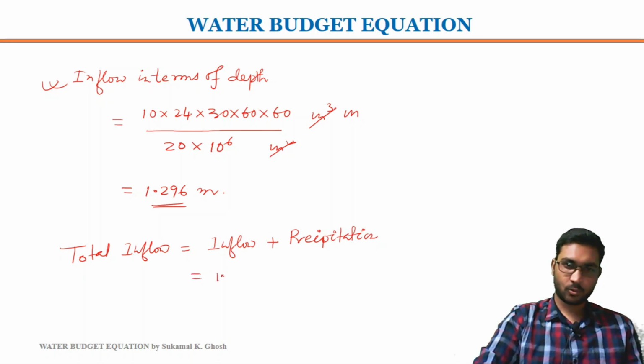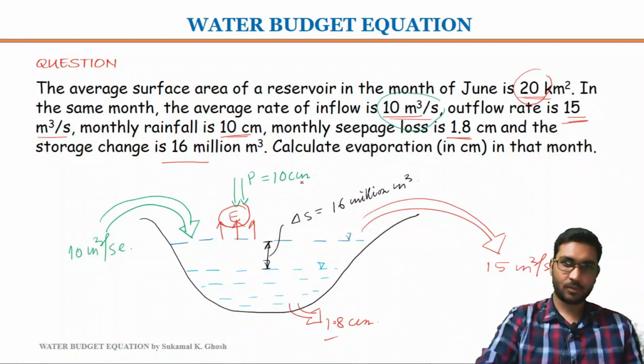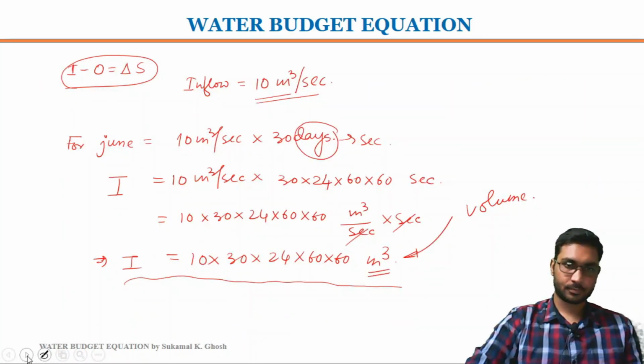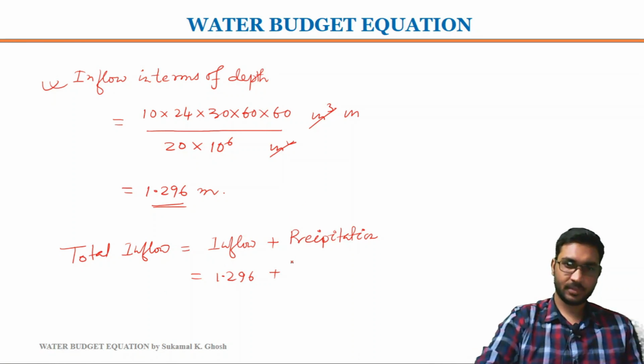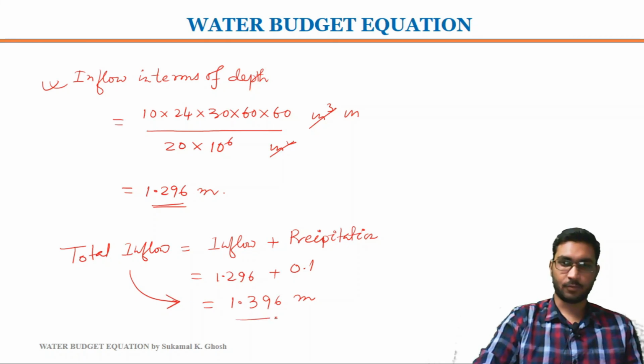So the inflow is 1.296 meter plus, let's see what is the value of precipitation. The value of precipitation is 10 centimeter, which is equal to 0.1 meter, right? So it will be 0.1. So the total inflow will be 1.396 meter. So this is the total inflow.